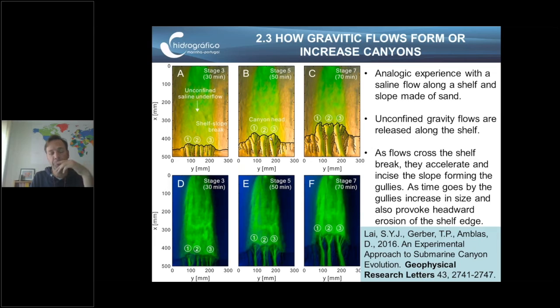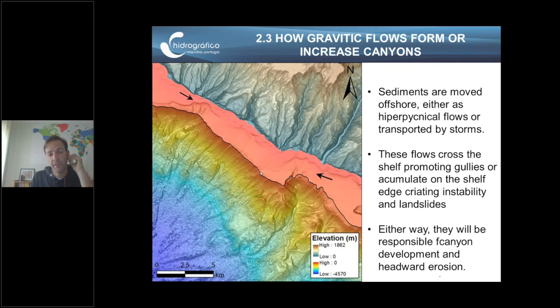When it reaches the shelf edge, it starts increasing its speed, and it starts incising the shelf with small gullies that develop into bigger gullies, and they start forming canyons, as you can see here, and also landward erosion of the shelf edge. So basically, these flows could either be hyperpycnal flows from the streams of Madeira, or storm flows transporting sediments offshore, and they will do the same that we see in this example.